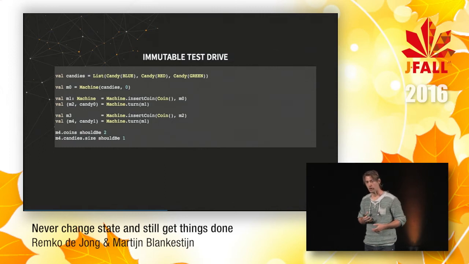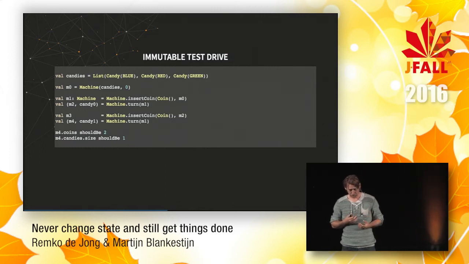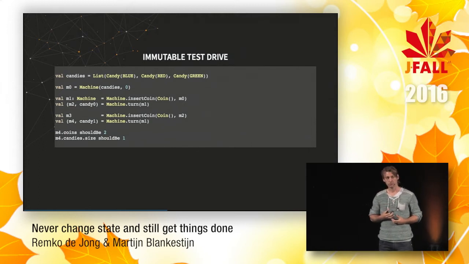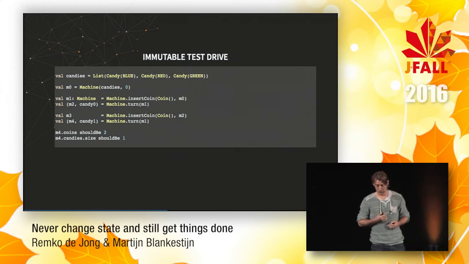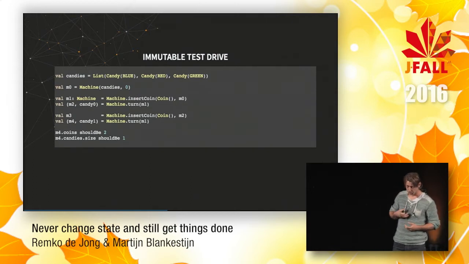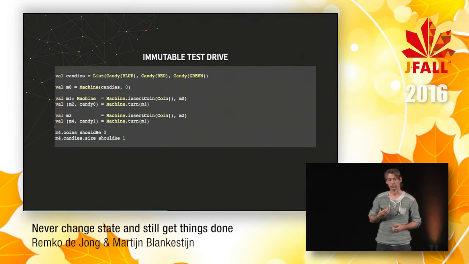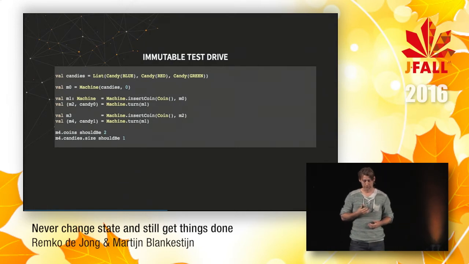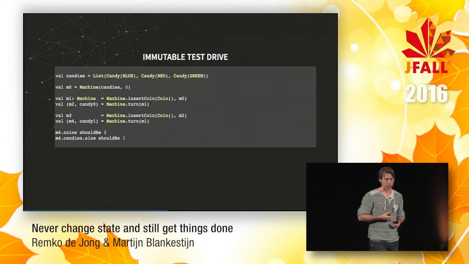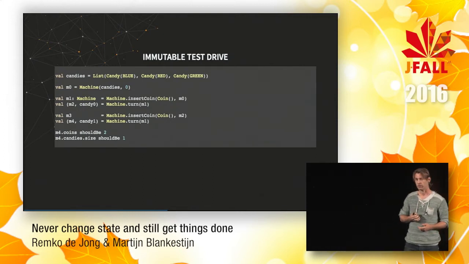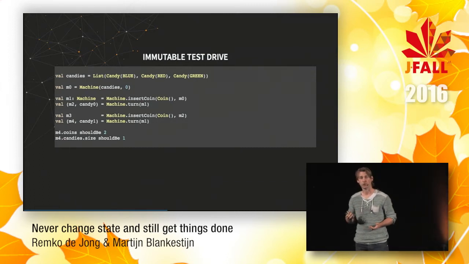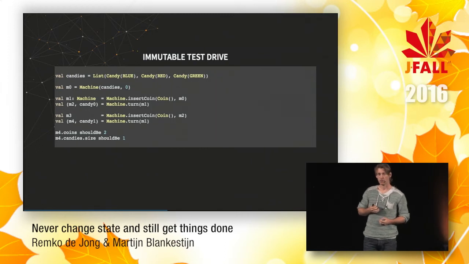So if we take this for a spin, we again have the candies. We create the machine with the candies in order, the blue, the red, and the green one, and 0 coins. We insert a coin, we turn the handle, we insert another coin, we turn the handle again, and we would expect the number of coins to be 2, and the number of candies left to be 1. So far, so good. Right?